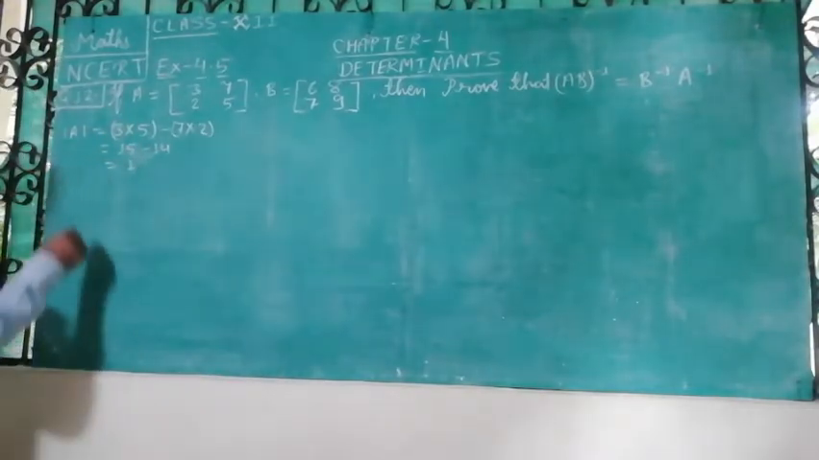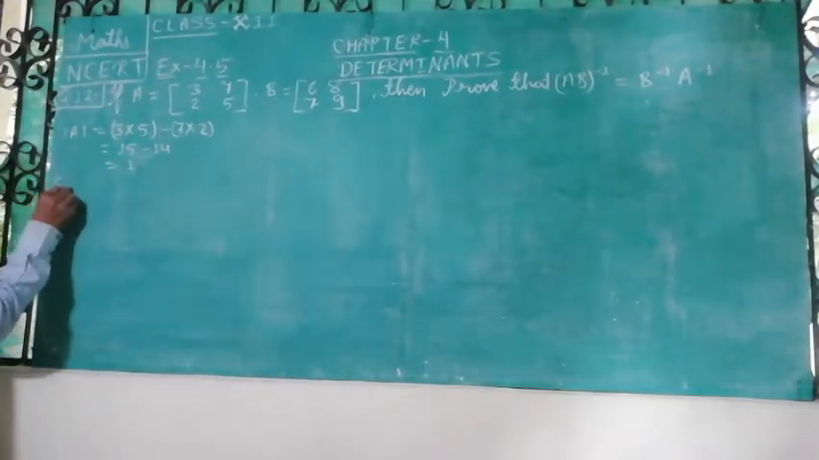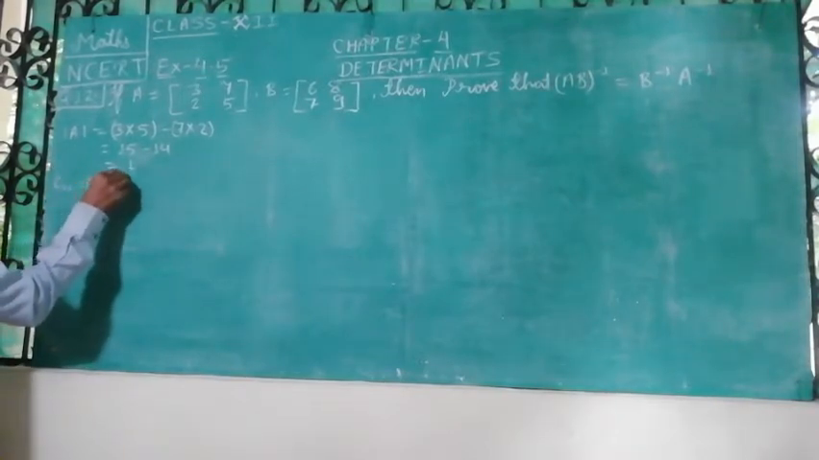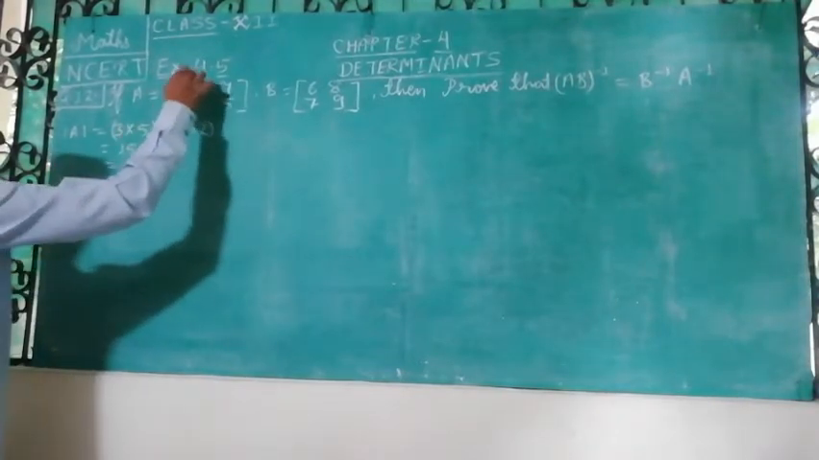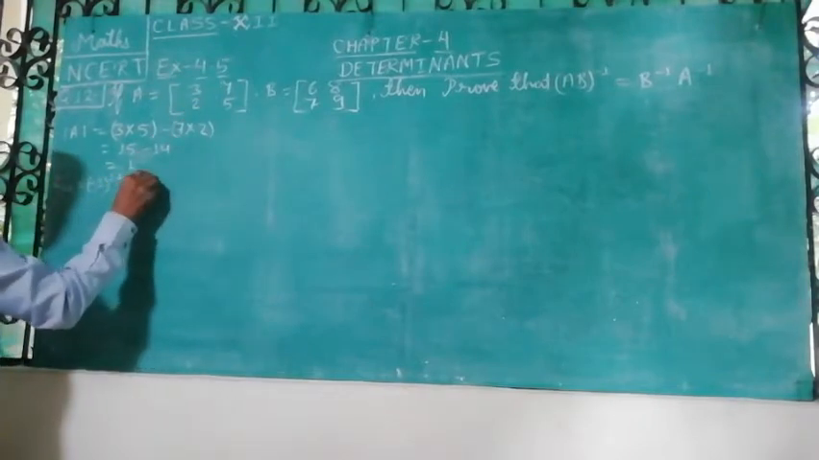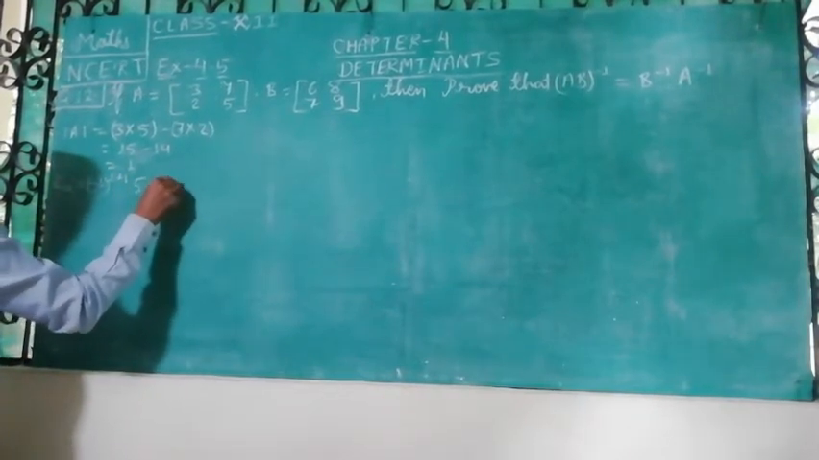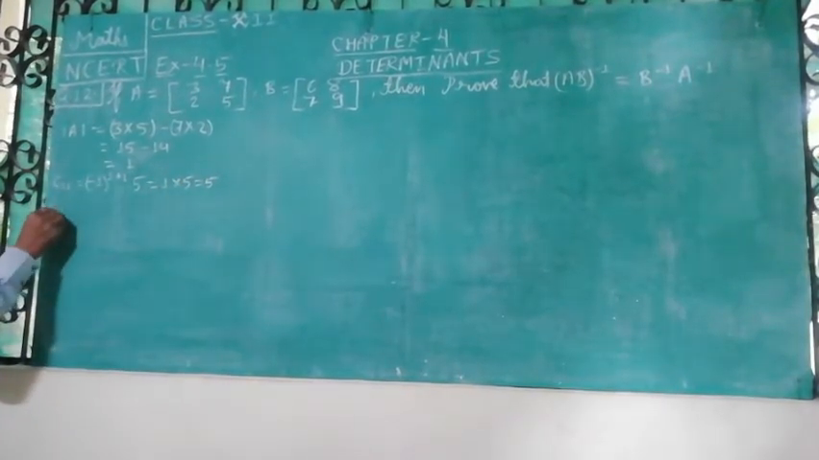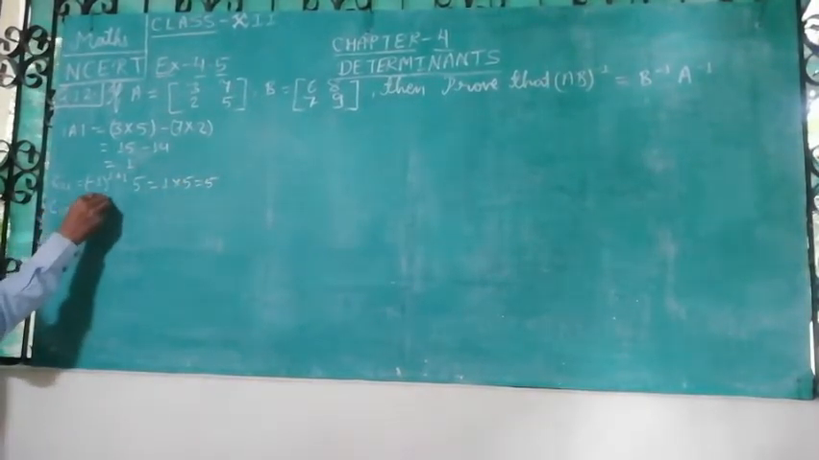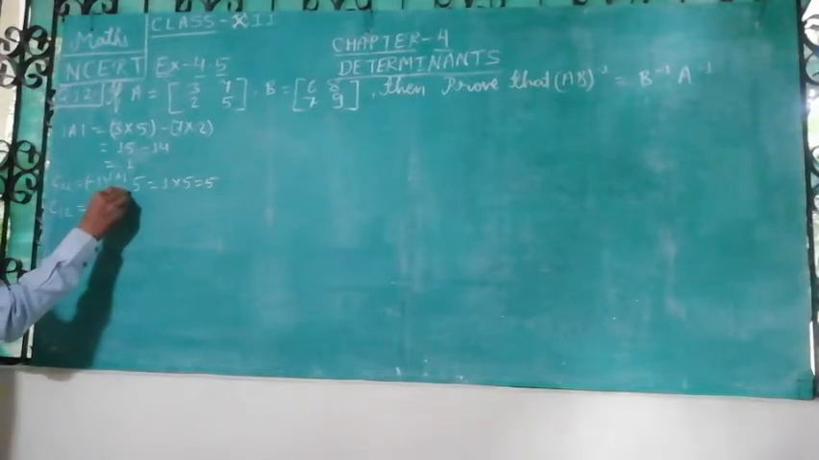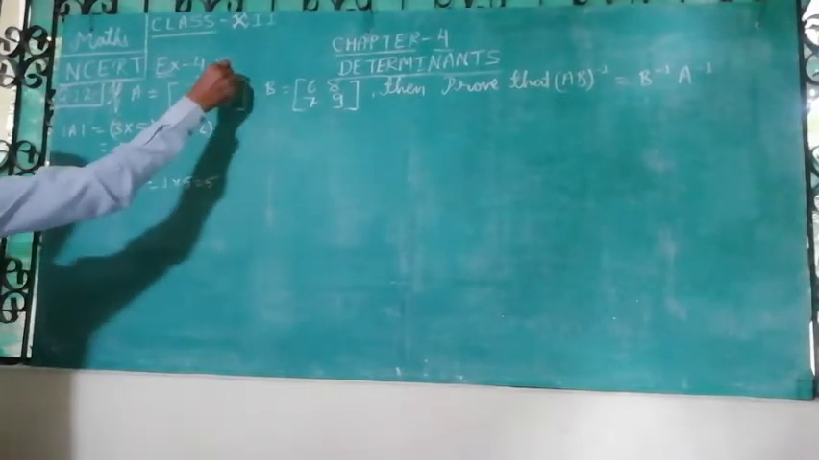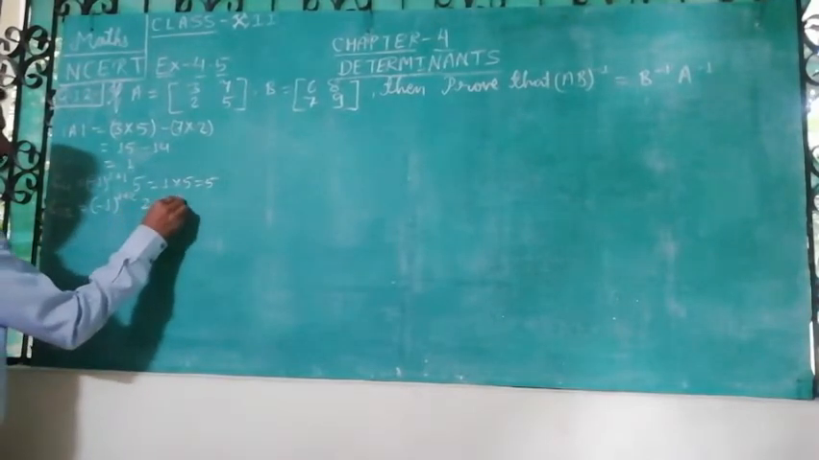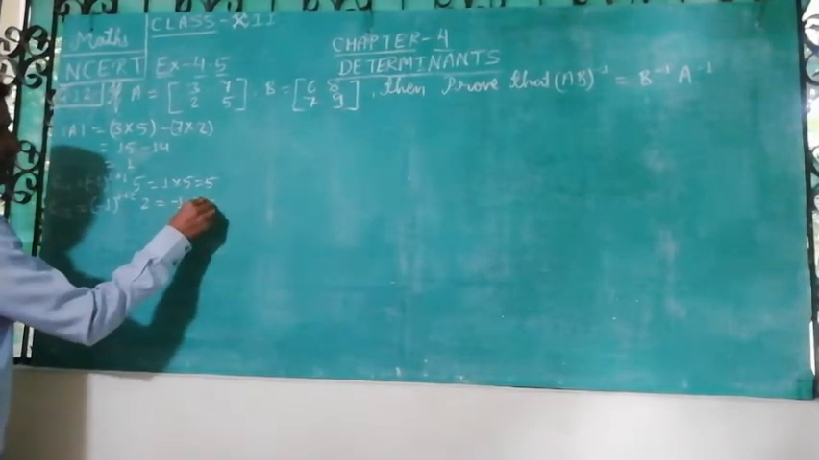For that, we have to find the cofactors. C11 is equal to minus 1 raised to the power 1 plus 1, and here the first row, first column will be eliminated, 5. Then it will be 1 into 5, that is equal to 5 only. Now C12 is equal to minus 1 raised to the power 1 plus 2. Now first row, second column will be eliminated, then 2 is the element, so it will be minus 1 into 2, that is equal to minus 2.